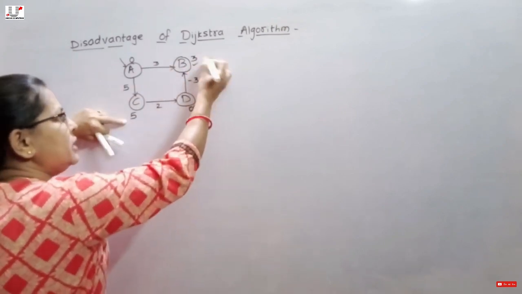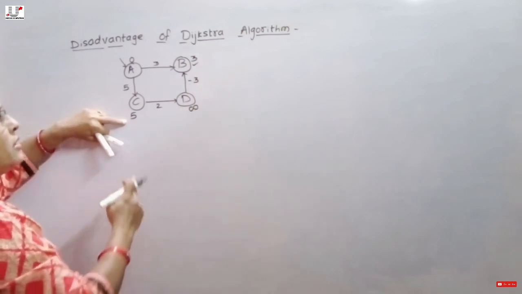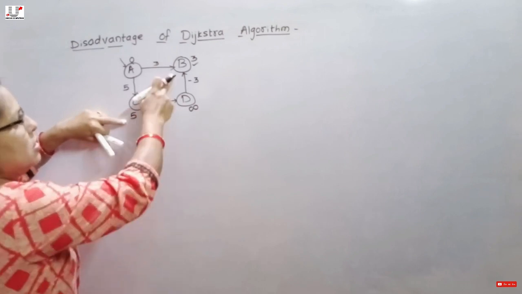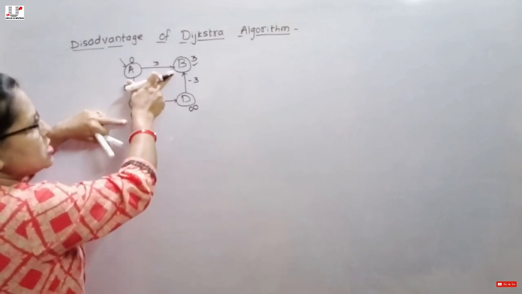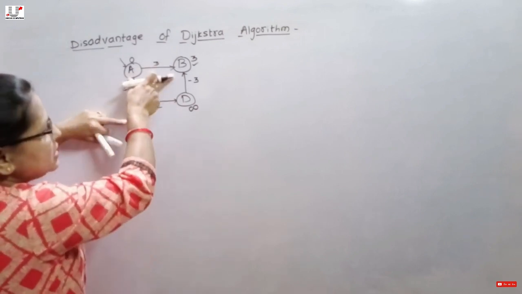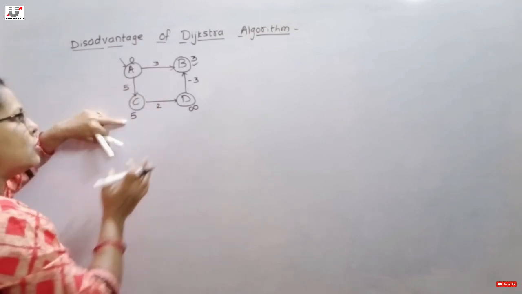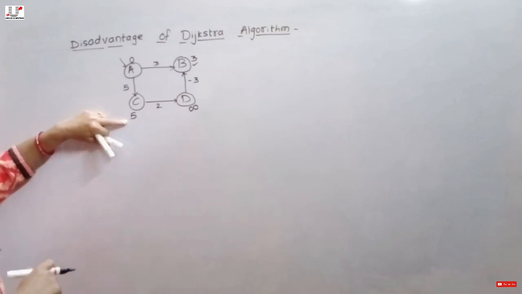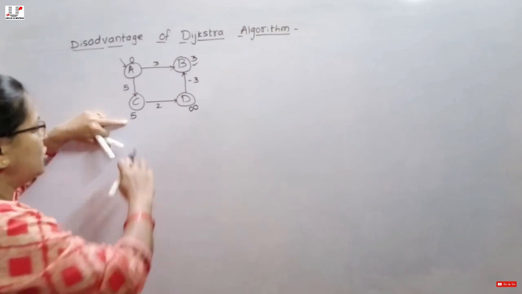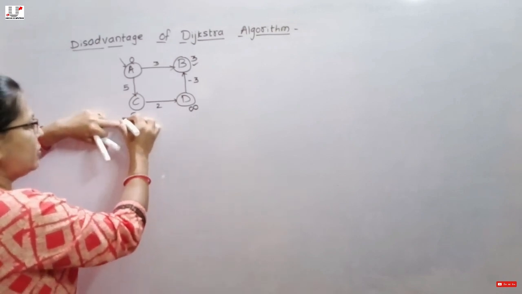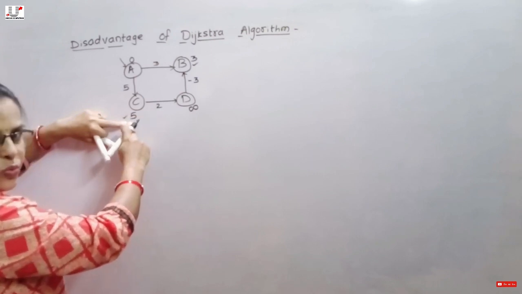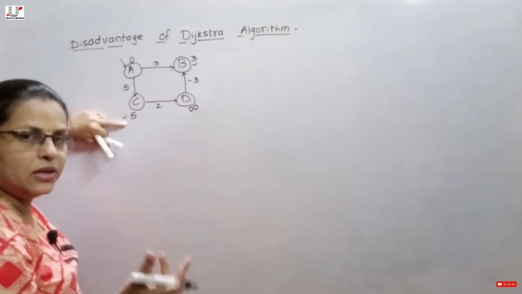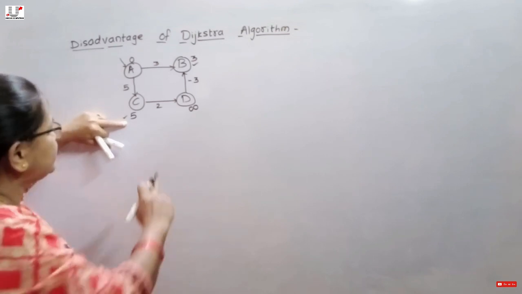So choose that B, select that B, and from B there is no outgoing edge, so no vertex is going to relax from this B. So among these 5 and infinity, choose the node with minimum weight. Here 5 is the node with minimum weight, so mark it as visited, and from that C try to check whether any vertex is going to relax.